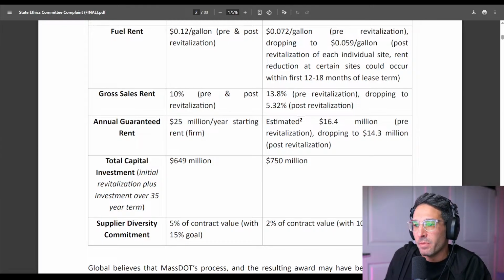Total capital investment, $650. Total capital investment here, $750. This is initial revitalization plus investment over a 35-year term. So this is how much money they're planning on investing on these projects.